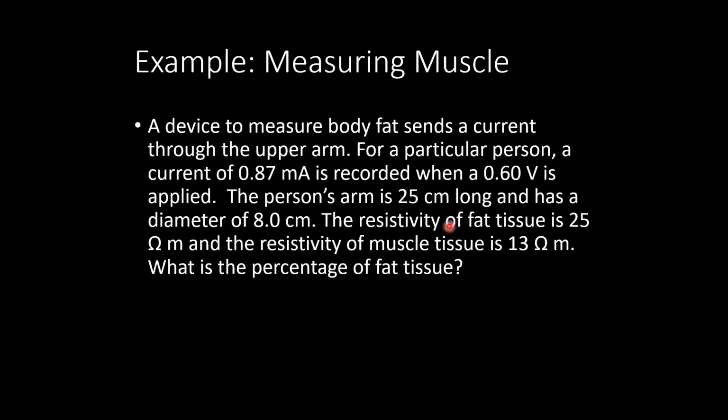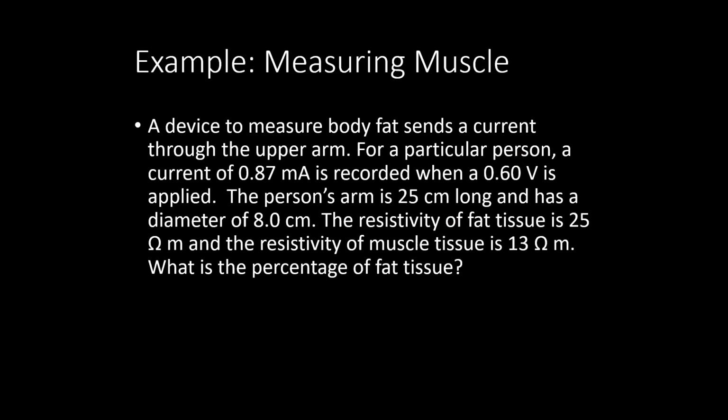Okay, and it's going to take a little bit of work, but I think we could do it. A device to measure body fat sends a current through the upper arm. For a particular person, that current is 0.87 milliamps, and we get that current when a 0.60 volts is applied.